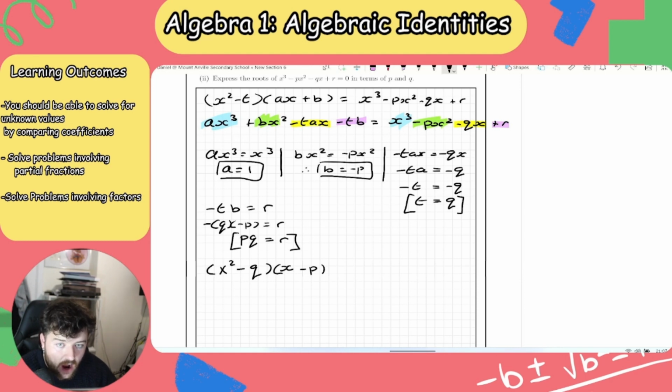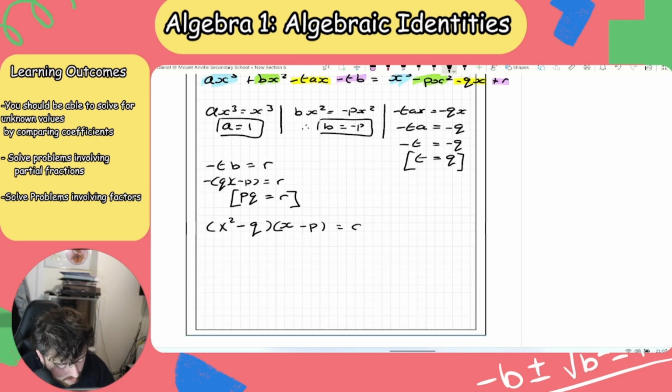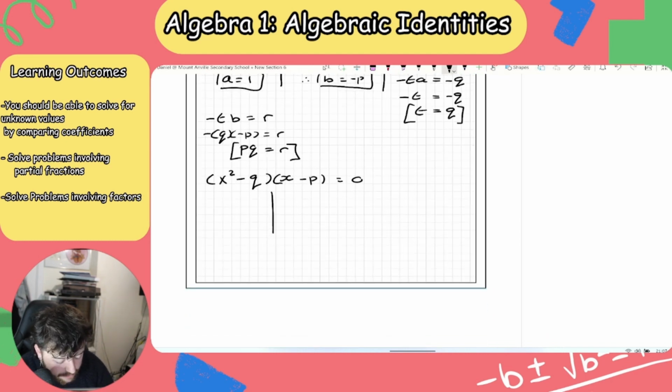And then they're asking me to get the roots, so I'm solving these. This is a bit of algebra too. So then I have x squared minus q is equal to 0. It's kind of like solving a quadratic. If I have two brackets equal to 0, I just let each bracket equal 0. So I'm going to have x squared is equal to q, so x is going to equal plus or minus the square root of q.